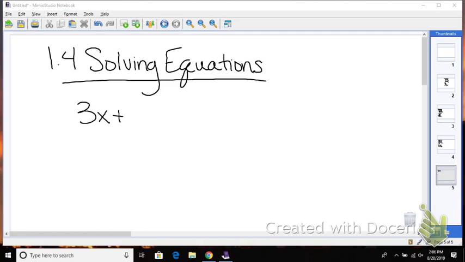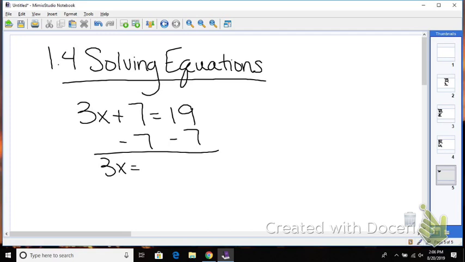3x plus 7 equals 19. Everybody in this room should feel pretty comfortable with solving for x. What am I going to move first, the 3 or the 7? The 7. How am I going to move this positive 7? Okay, so I have 3x is equal to, what's 19 minus 7? 12. And then my last step is to divide by 3. So you get x is equal to 4.